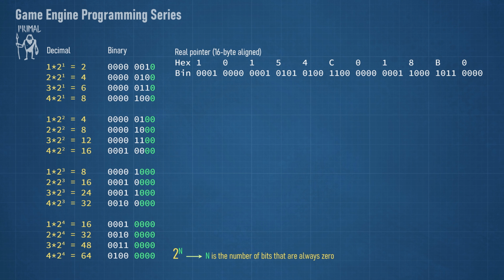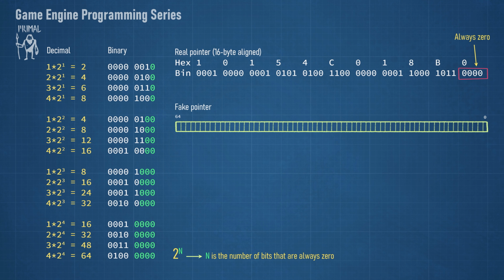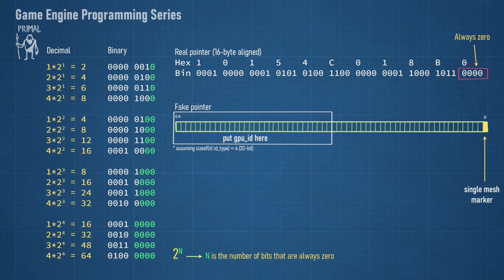So for a 16-byte alignment, the 4 least significant bits are always 0 because 16 is 2 to the power of 4. That means that we are free to use these 4 bits to mark an item as not being a pointer. So I'll create a fake pointer here that has its least significant bit set, and then I put the GPU ID in the most significant bits.